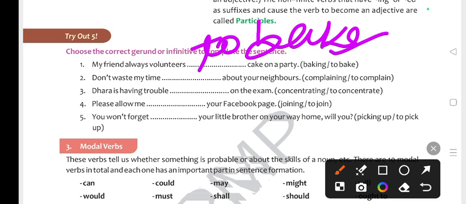Don't waste my time complaining. Here complaining is a gerund. It works as a noun here. Dhara is having trouble concentrating on the exam. Again here it's a gerund, and a gerund works as a noun. Please allow me to join, this is non-finite, because it does not change according to the subject. You won't forget to pick your little brother on your way home, will you? So this is to pick.